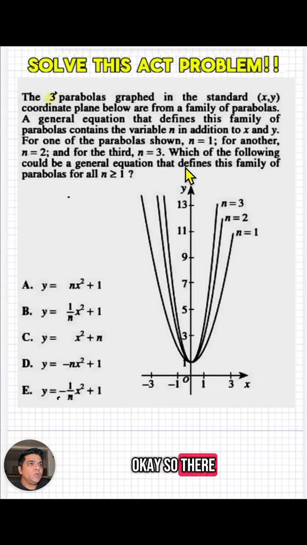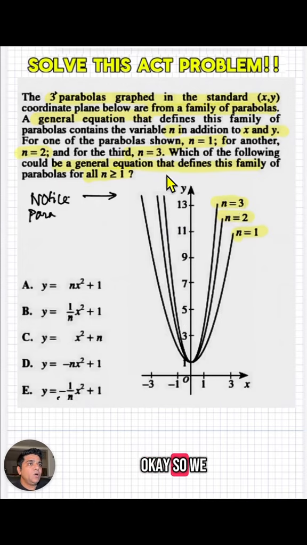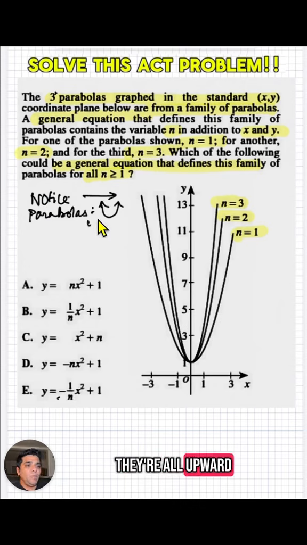Okay, so there are three parabolas graphed in the XY coordinate plane below. The general equation that defines this family contains the variable n, so you have n's in the formula. In addition to x and y, n is 1, 2, and 3. Okay, so we want to find the general equation. Notice the parabolas, though: they're all upward facing parabolas.